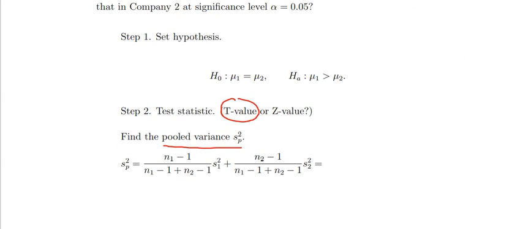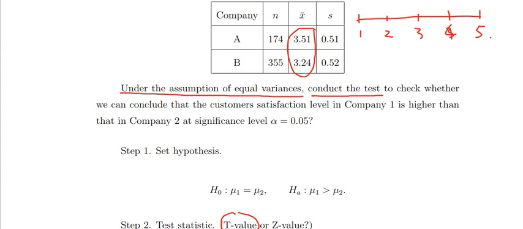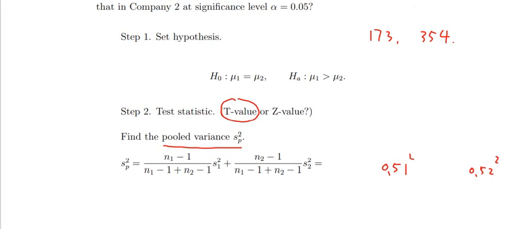So we have this variance, s1 squared, and the other one, s2 squared, right? We want to find the average for them, but this average is a weighted average. Weighted on what? On their degrees of freedom. So we have two degrees of freedom, 173 and 354, that is n minus 1, right? So we find this equal.